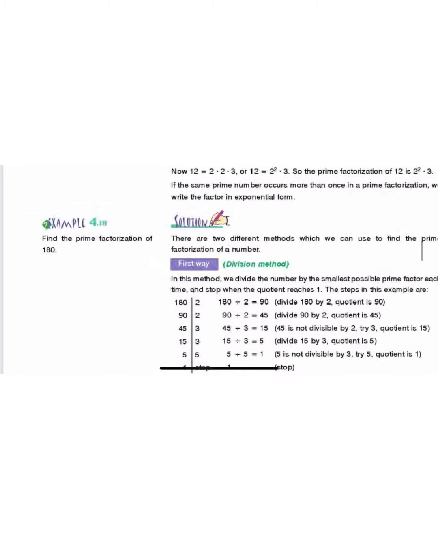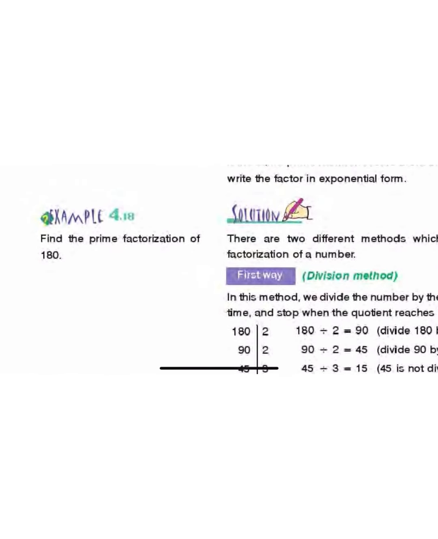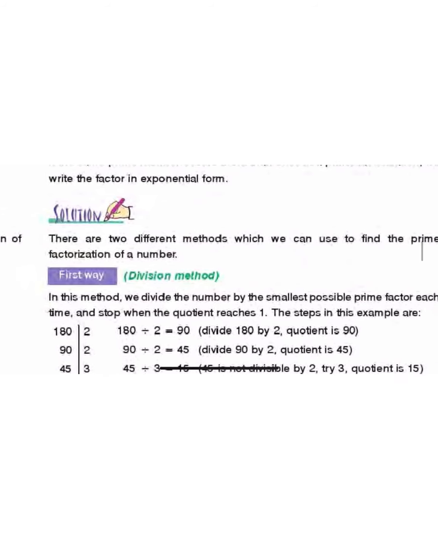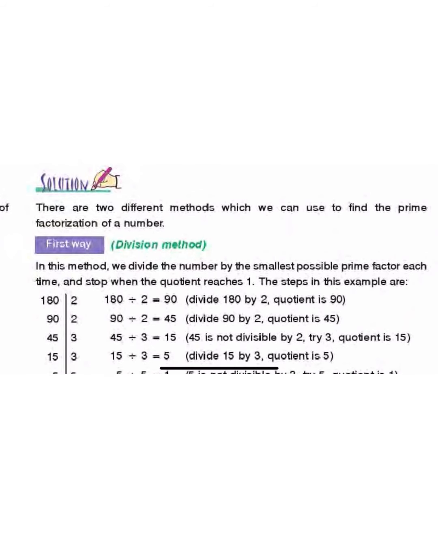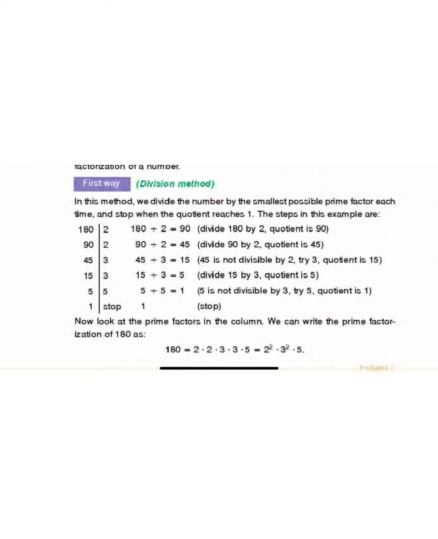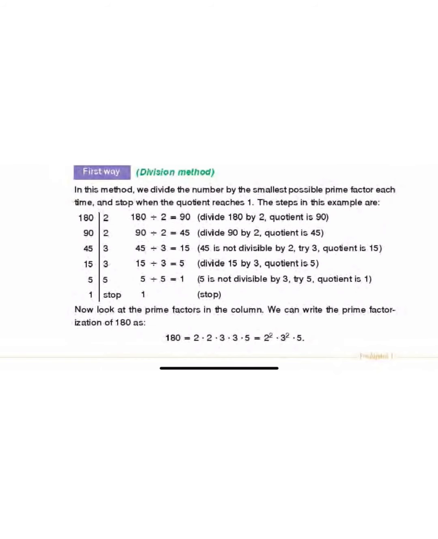We have an example 4.18. Find the prime factorization of 180. There are 2 different methods which we can use to find the prime factorization of a number. First way: in this method we divide the number by the smallest possible prime factor each time, and stop when the quotient reaches 1. The steps in this example are 180 divided by 2 is 90.